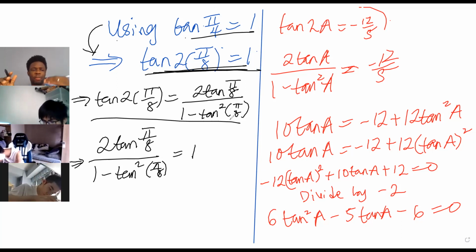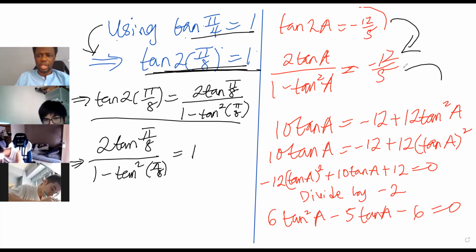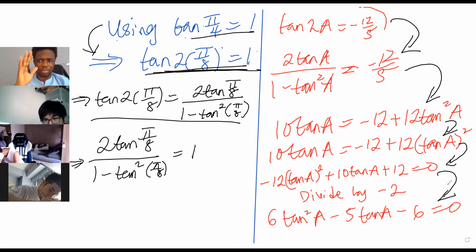Because every step is depending on the previous step. This became this. This became this. This step becomes this step. This step becomes this step. Every step is logical, depending on the previous step. Can you tell me how you got this one from here?